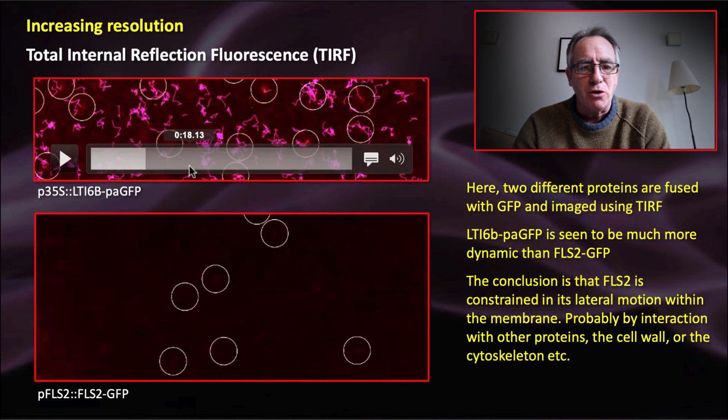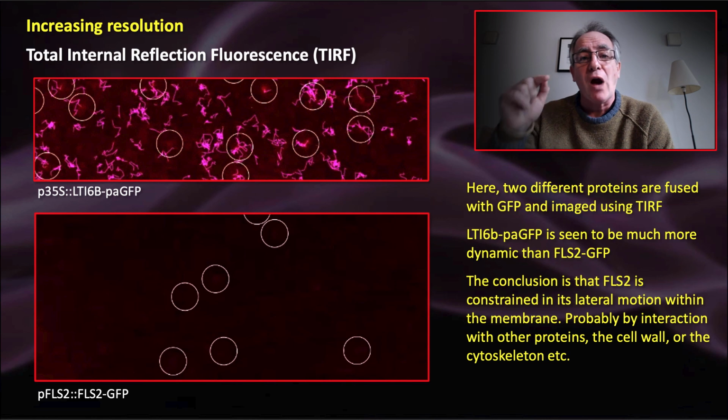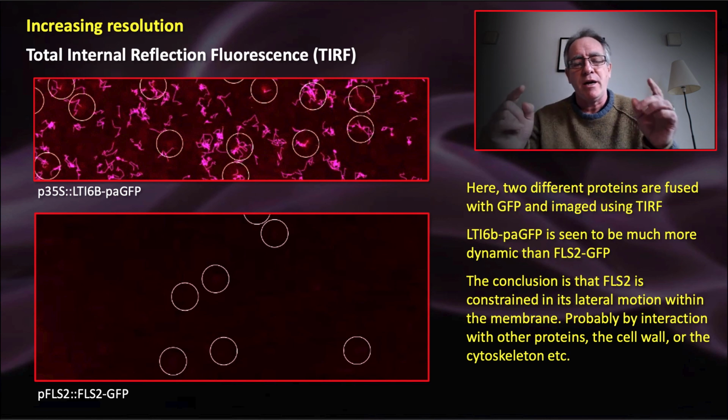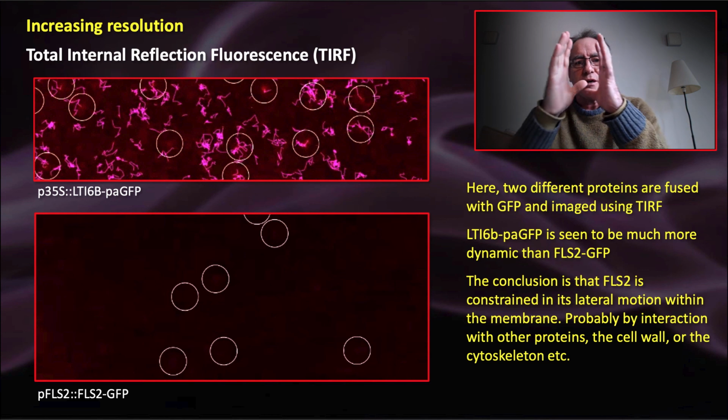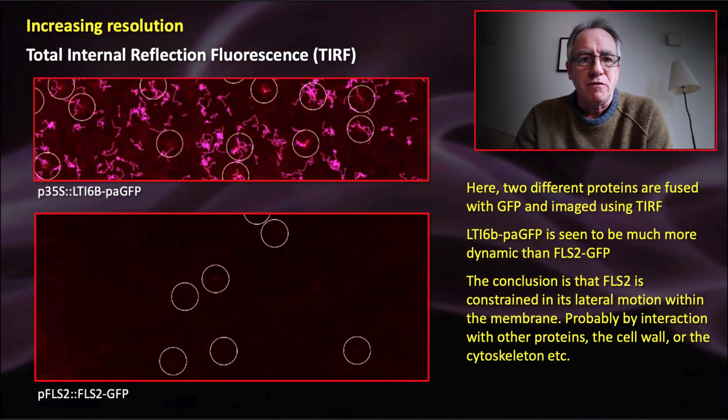That protein that we were looking at is called LTI6B fused to GFP. LTI6B is unconstrained. It moves around very, very quickly in the plasma membrane. And we know that already from doing FRAP experiments where we bleach the membrane, and over the course of a minute the bleached area becomes bright green as the proteins move back into it. But when we're doing a FRAP experiment, we're looking at millions of molecules of the fluorescent protein. In this case here, using TIRF, we can look at the individual molecules and we can see how they move.